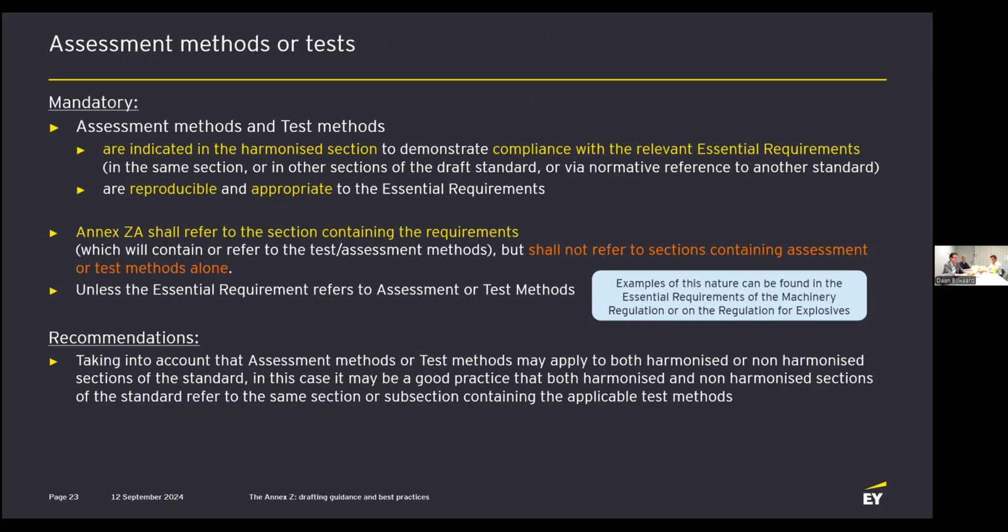Okay, assessment methods or tests. I was explaining to you before, the Annex Z should be covered by harmonized parts, so sections or subsections containing requirements. Okay, so what happens if the Annex Z is addressing or is referring to a section or subsection that only contains test methods? What do you think? Is it possible or is it not possible?